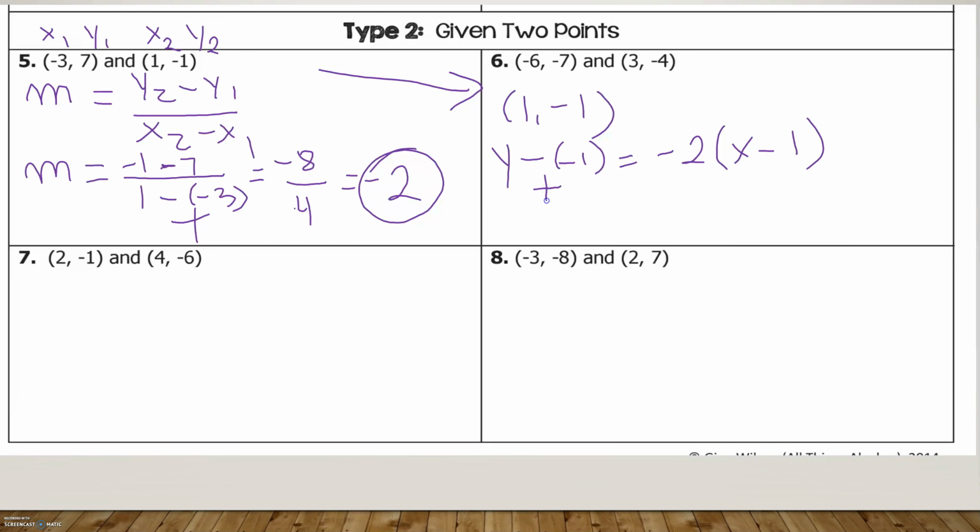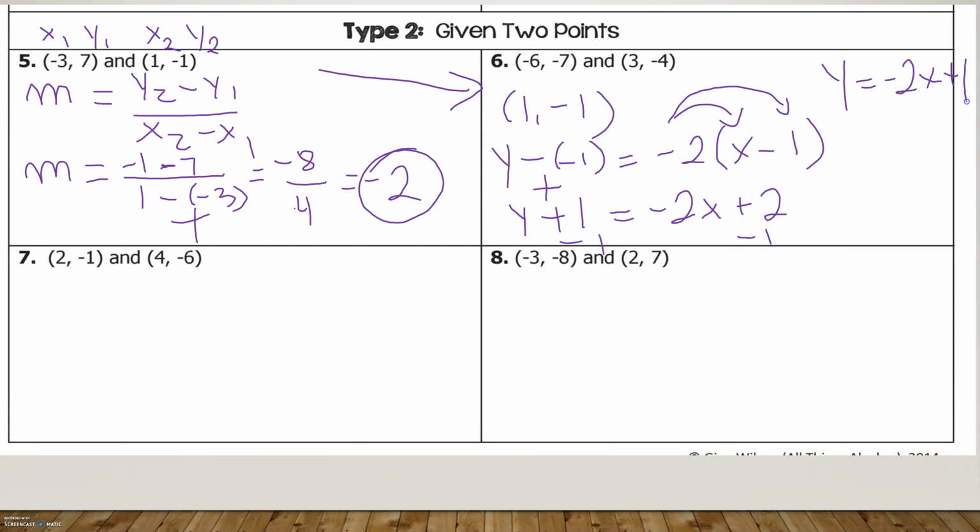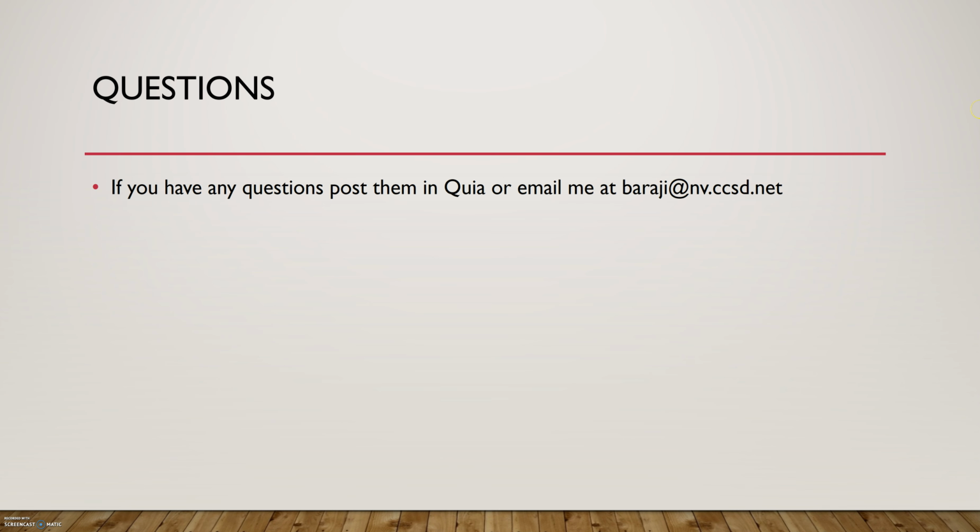This is going to turn into a plus, so you have y plus 1 equals, please distribute, negative 2, so that becomes negative 2x plus 2. And now the final step is basically just subtract 1 from both sides. So y equals negative 2x plus 1. And you're done. Now make sure you do 6, 7, and 8 in class, and again, ask.